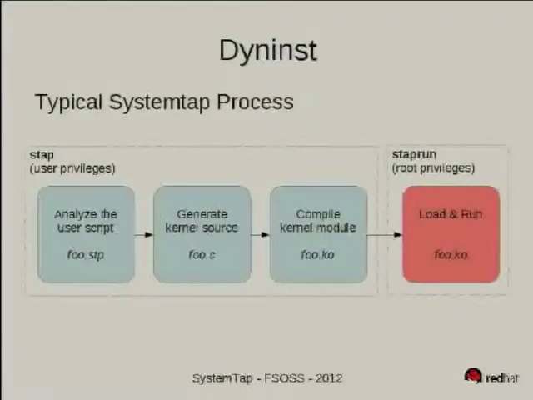So just as a refresher, this is a typical SystemTap process. We have the script, we generate the kernel source, and we compile the kernel module. All of that is the same as before, and you just have normal user privileges to do that. It's the actual running and loading of that kernel module that needs the escalated privileges that we're trying to avoid.